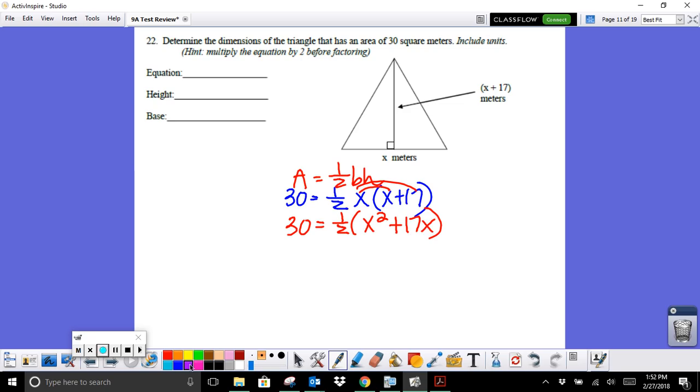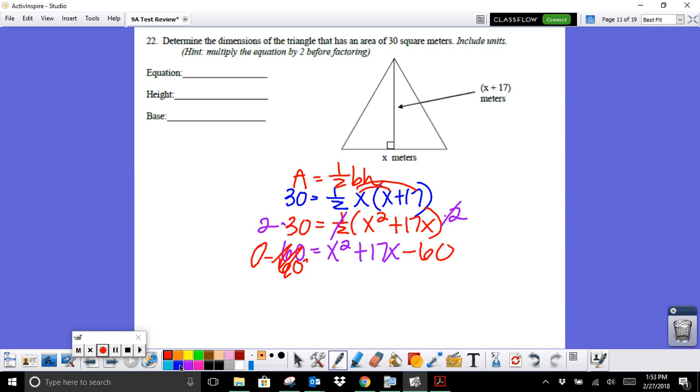To get rid of that 1/2, you're going to have to multiply both sides by 2. Make sure that you realize that the 2 is just canceling out the 1/2. The 2 doesn't actually go inside the parentheses. So now I have 60 equals x squared plus 17x. I need to get the 60 to the other side, so I'm going to subtract it, just throwing it down there at the end.